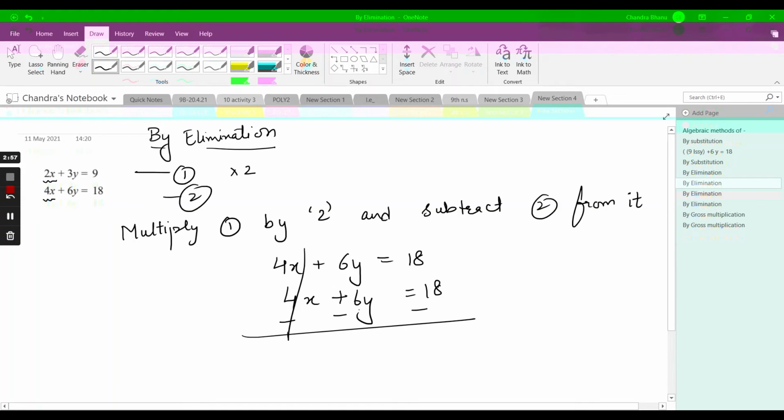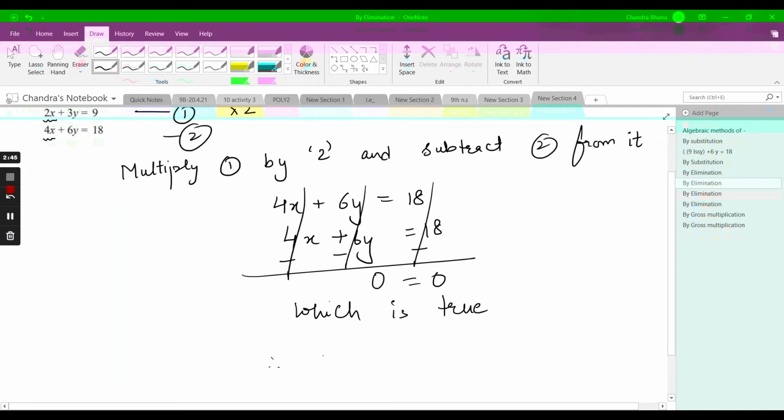So I've eliminated this. What's happening here? The second one is also getting eliminated. So 0 is equal to 0, which is true, as we've seen in the substitution method also. We're getting a statement which is true. So therefore we have infinite solutions here.